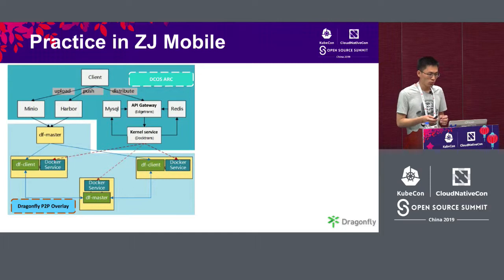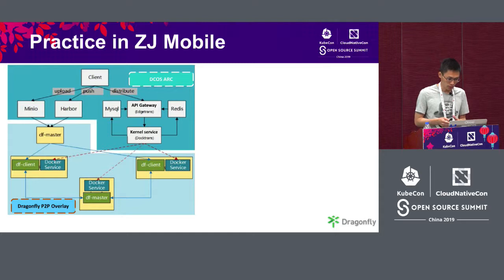So they would upload the image and push it to Harbor. And this is the backend storage. After the push, there is this distribute command to the API gateway. Then the API gateway would call the kernel service, and then it's pushed to the doc server. Doc server, you can understand it like the docker daemon, the API interface. And then the docker daemon would push it to DF client. The DF client then will interact with the DF master, which is the supernode. And then there's the P2P network, and there's the P2P transmission. So basically, then the process will be just like how I described it.